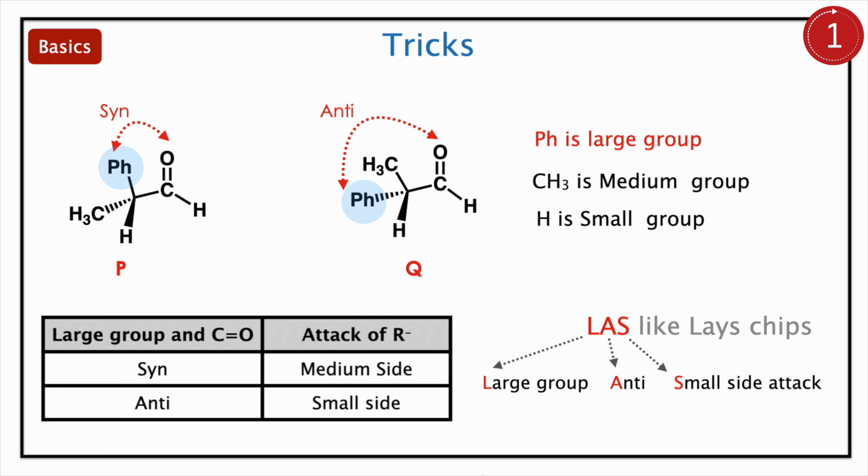If it is syn, attack will happen on the medium side. If it is anti, attack will happen on the small side. It is easy to memorize. You just use the abbreviation LACE. LACE means Large group, Anti, small side attack. It is like LACE ships, so don't forget: large group, anti, small side attack. This will help you answer the problems very quickly, particularly PYQs.